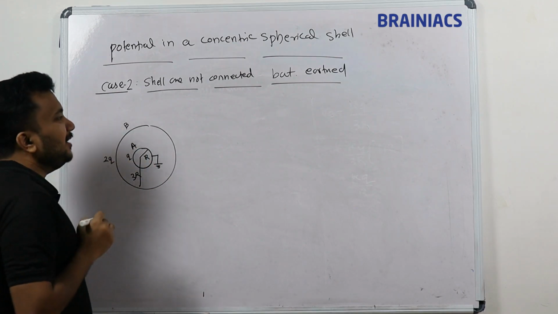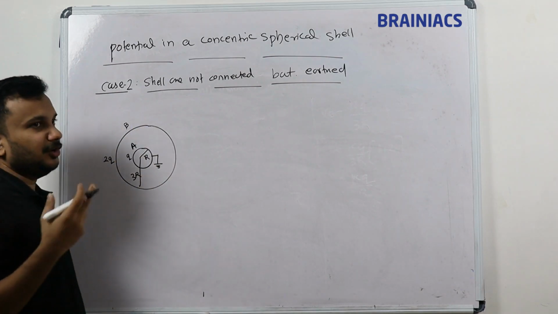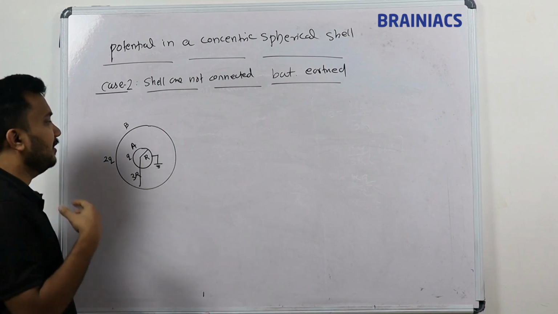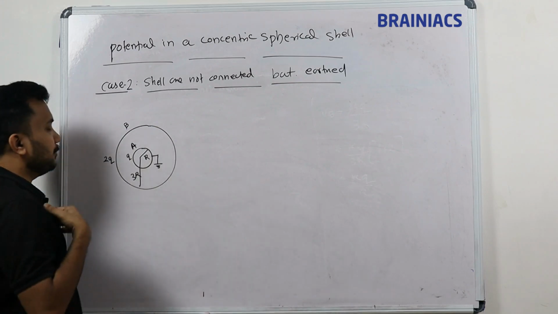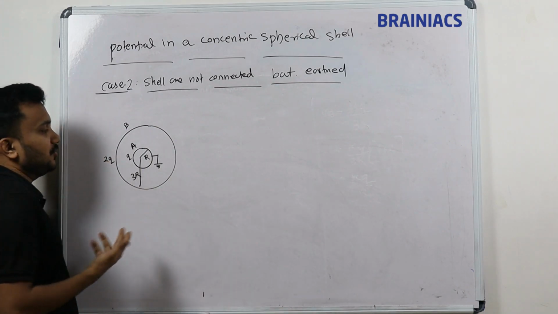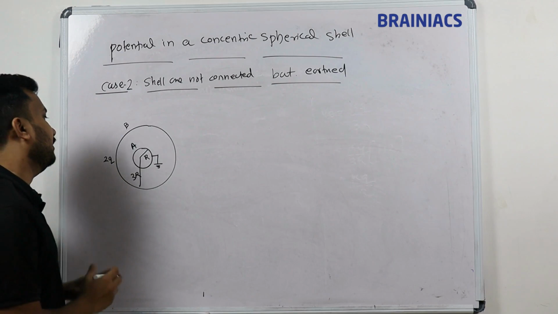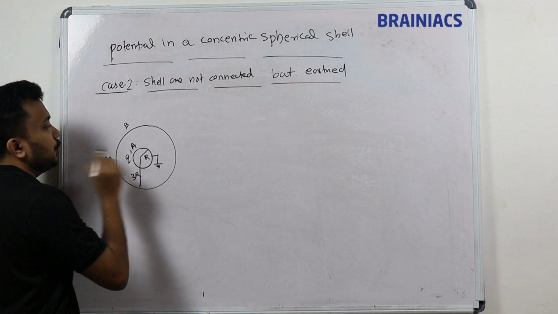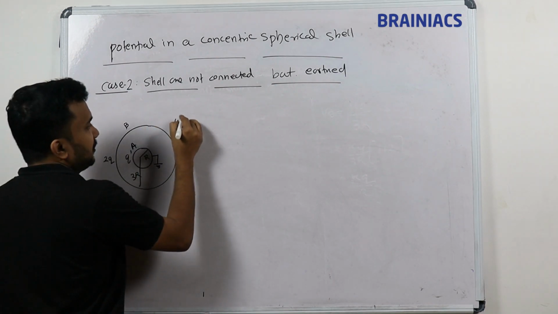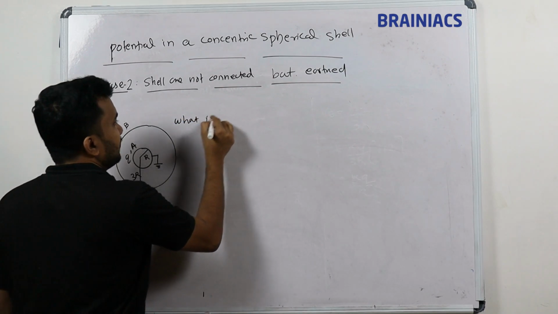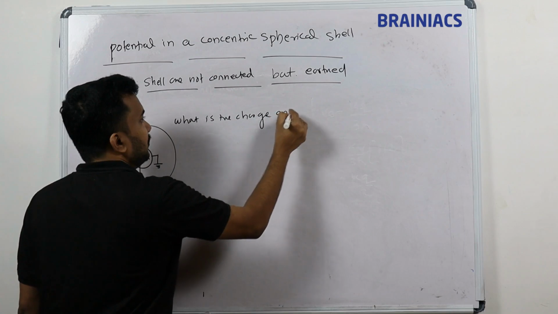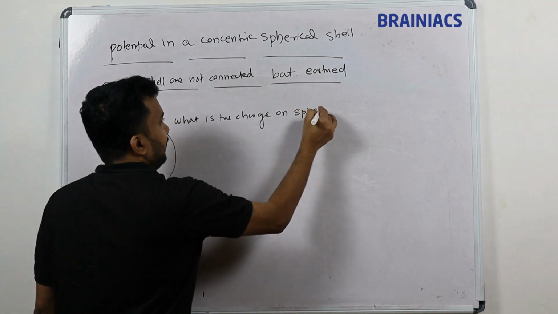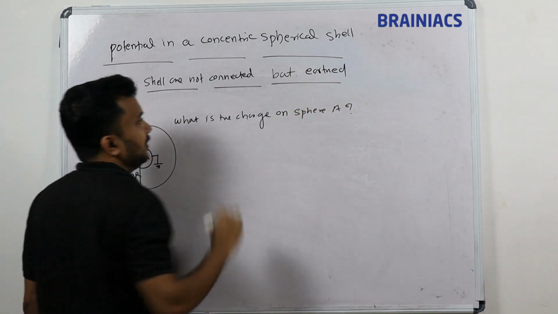Okay. So in these cases, suppose they are asking you a different value. Suppose I need to find out the charge on Q. Maybe I will say I'm taking this charge as Q dash. Then I'm framing the question like this: what is the charge on sphere A?